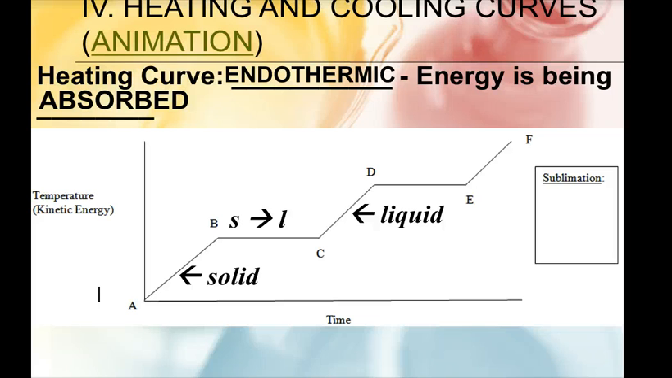Once it hits that point D, the temperature again remains constant, which means it's another phase change going from a liquid to a gas. That is boiling. And then the last section, EF, is when it's in the gas phase. Notice again that temperature is still going up.